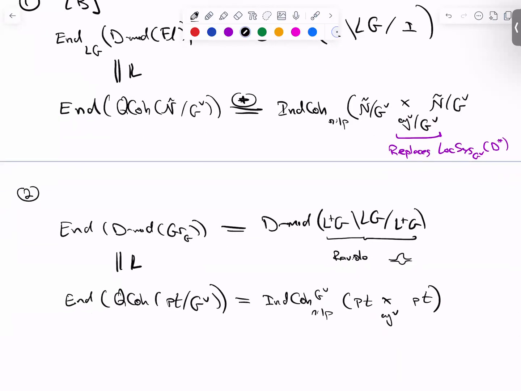And the equivalence on the right-hand side is very famous. It's called derived geometric Satake. Steinberg will teach a full course on this next quarter.